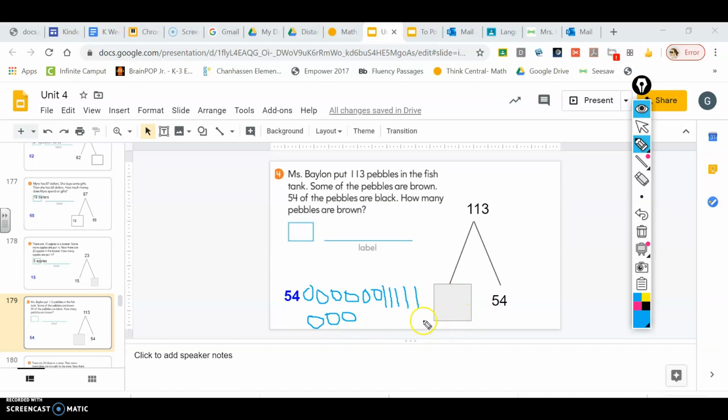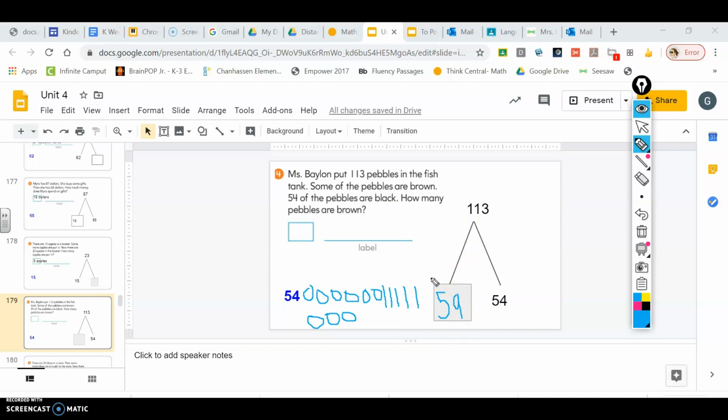Ready? Let's start with our 10 sticks. 10, 20, 30, 40, 50, 51, 52, 53, 54, 55, 56, 57, 58, 59. So I can put my 59 here because 54 plus 59 equals 113. So there are 59 brown pebbles.